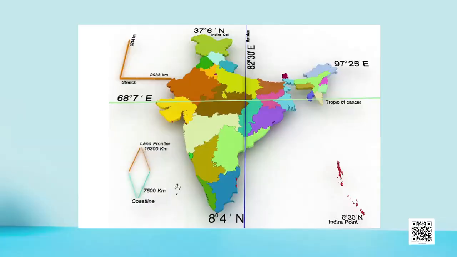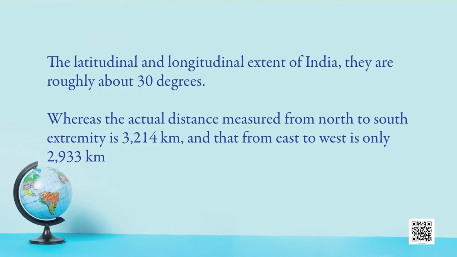Now, the difference between the latitudes and longitudes. If we see India, India seems very long but seems less wide. Although the distance between the extreme north and extreme south latitudes is hardly 30 degrees, from east to west again it is 30 degrees. So, don't you think India seems longer but less wide? Yes, the difference is just because of the latitudes and longitudes.